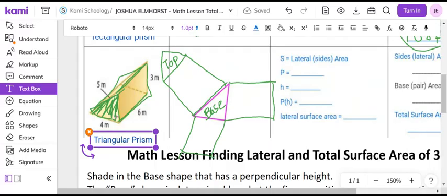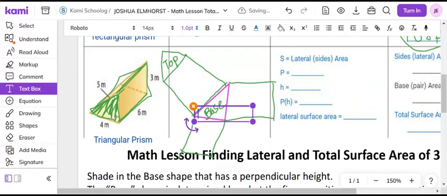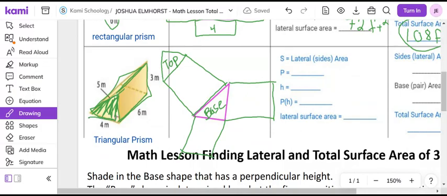Okay, so now we got our net done. Now we're going to set up the perimeter. The perimeter is going to be around the base. So that's 4, 3, 5. You could do 4, 5, 3, 3, 4, 5, but 4, 3, 5. And that's going to give us a perimeter of 12 meters. And what is the height with the perpendicular right angle measurement? The height is 6.